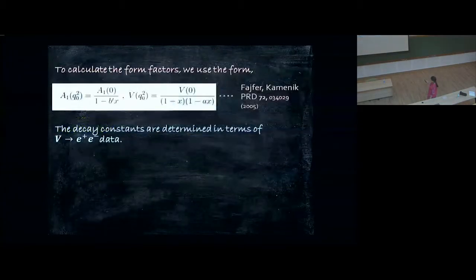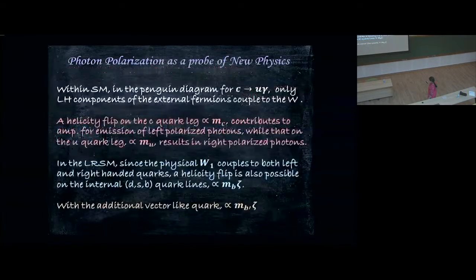Okay, so I will go on further. Now about the photon polarization. Within the standard model, in this penguin diagram, obviously you will only have left-handed components of the external photons. Helicity flip on the C quark leg will be proportional to m_c, and that contributes to the amplitude for left polarized. If you have a helicity flip on the U quark leg, then you could have right polarized, but that is highly suppressed. It will be of order m_u by m_c.